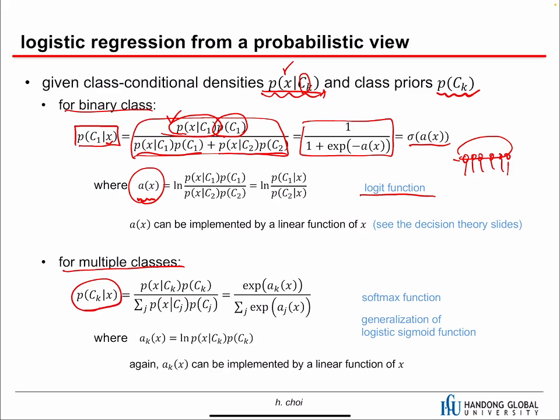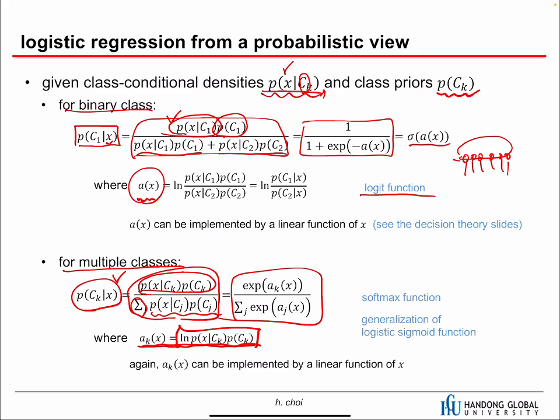So we are interested in class k, and then this is the target class, and we need a summation over all the classes. If we define a sub k of x in this way, then this whole equation can be rewritten in this way. This one is a softmax. So when we use a softmax, this softmax is actually corresponding to this probability when we assume this. And this equation can be approximated or implemented by a linear function of x or a neural network with many layers. Okay.